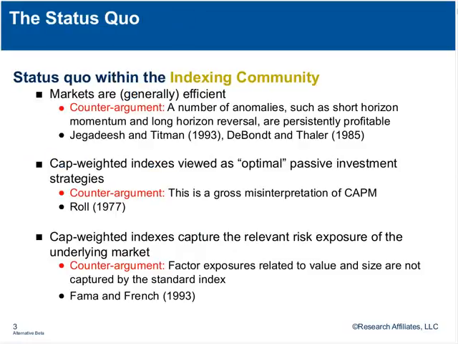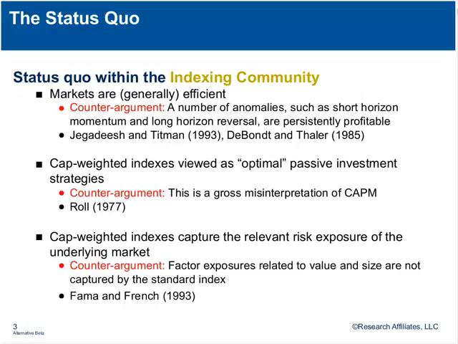So with that, the status quo within the indexing community largely goes as follows. There is a wide consensus among many indexers that markets are generally efficient. This is why active strategies have had a very difficult time consistently outperforming a passive index benchmark. But we also know from a long academic literature that goes back as early as the 80s that a variety of anomalies have been documented. And today, there's a growing roster of new anomalies that tells us that not only emerging markets like China and India might be inefficient, even markets like the US and Japan can be quite inefficient as well.